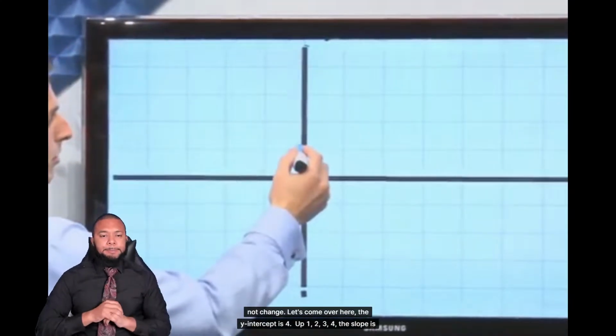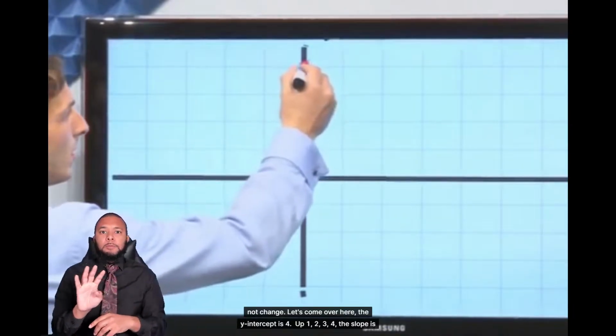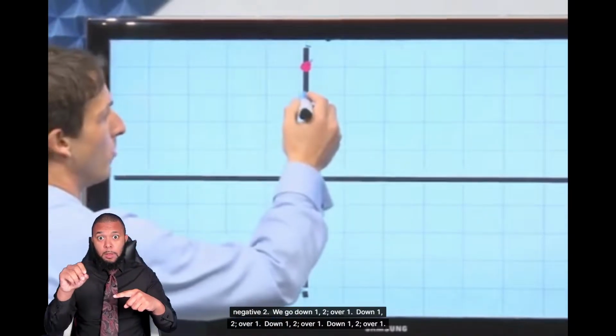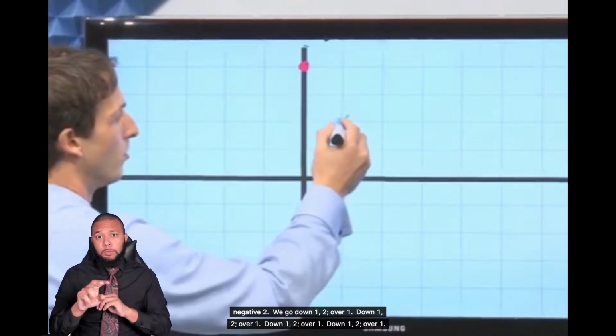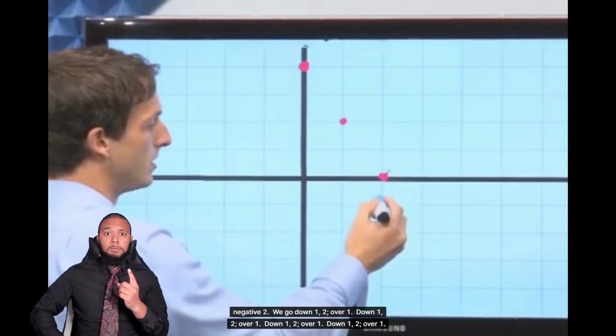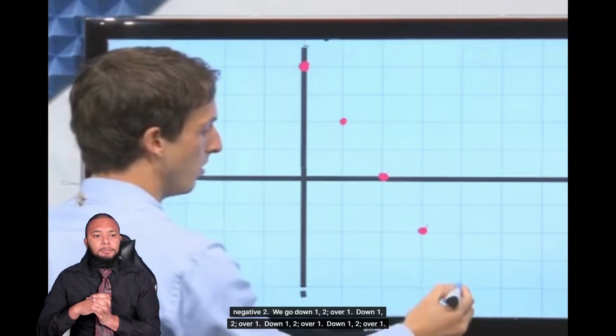The y-intercept is 4. Up 1, 2, 3, 4. The slope is negative 2. We go down 2 over 1. Down 2 over 1. Down 2 over 1. Down 2 over 1.